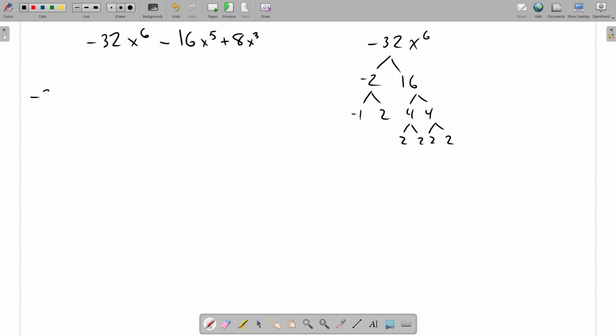So if I wanted to rewrite negative 32x to the 6, I could rewrite it as negative 1 times 2 to the 5th times x times x times x times x times x times x.